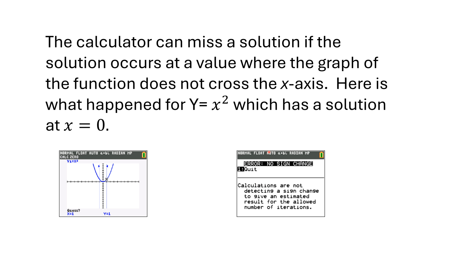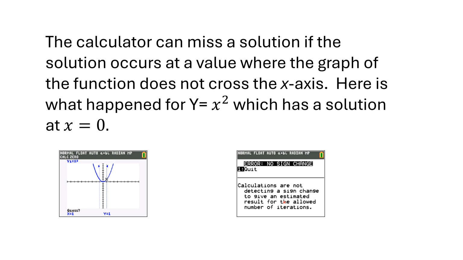No sign change, quit. And then it told me that it did not detect the sign change to give an estimated result for the allowed number of iterations. What that means is, to calculate it, you don't want it trapped in an infinite loop. It's only going to go through a certain number of attempts to get to the 0, and if it takes too many, it's not going to find that 0.